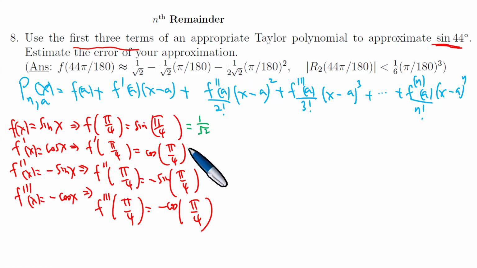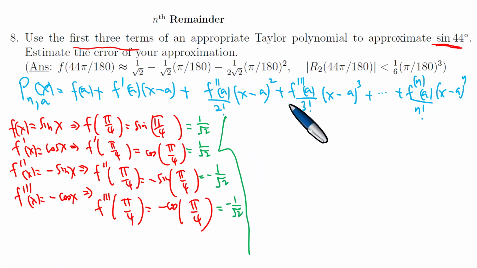One over the square root of 2. Okay, if we expand about pi over 4, let's do that, and then we shall try to get the answer.